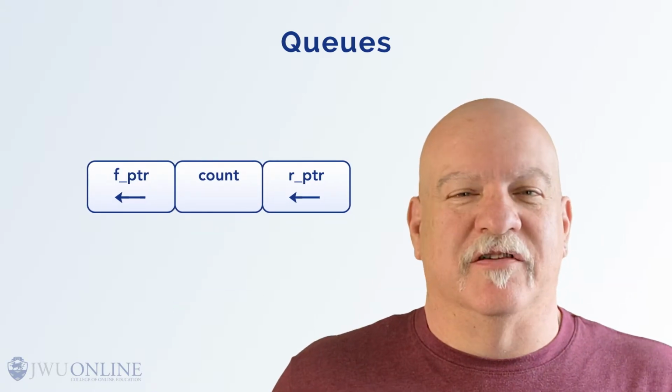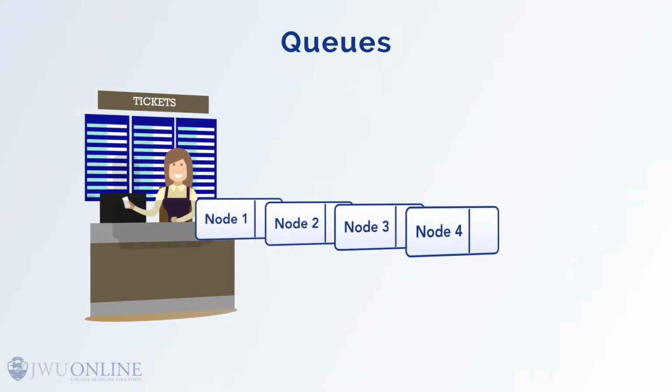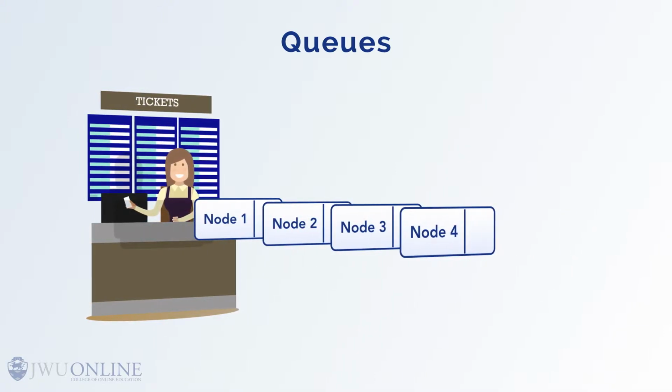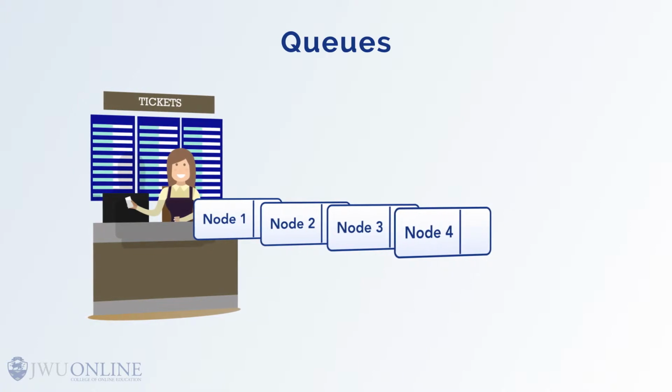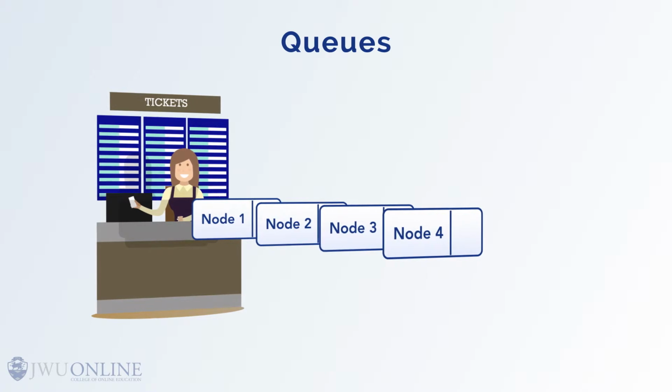Think of the queue as a line at the movies. The tickets are sold to the person at the front of the line, and new people get in the queue by entering the rear of the line. So it is with our queued linked list implementation.